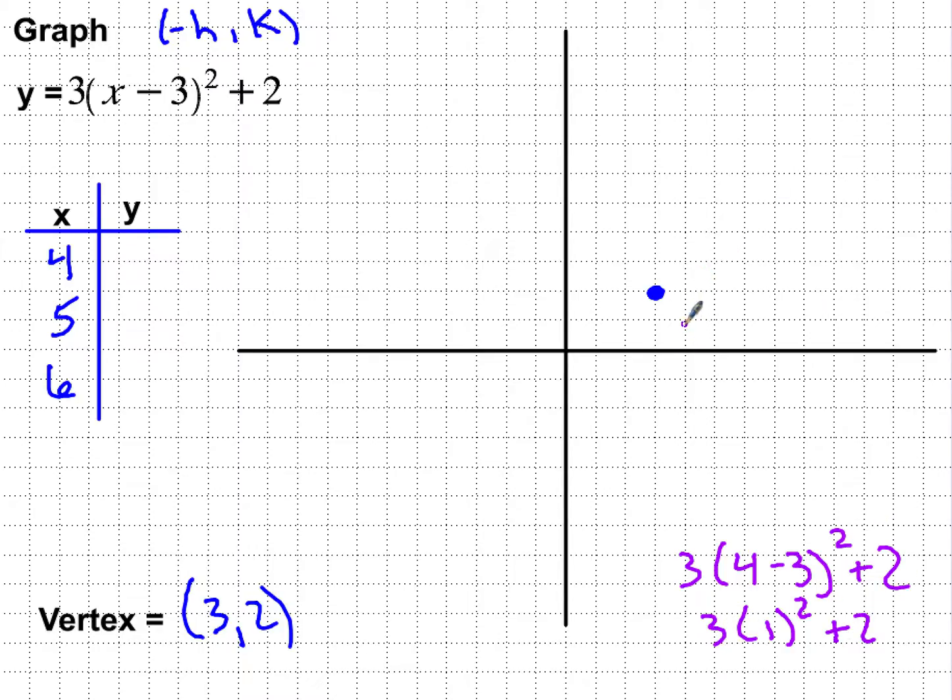So 1, 2, 3, 4, 5. If we notice, it's going up at a quicker rate now because of this multiplier of 3. Instead of just going up 1, now it went up 3.